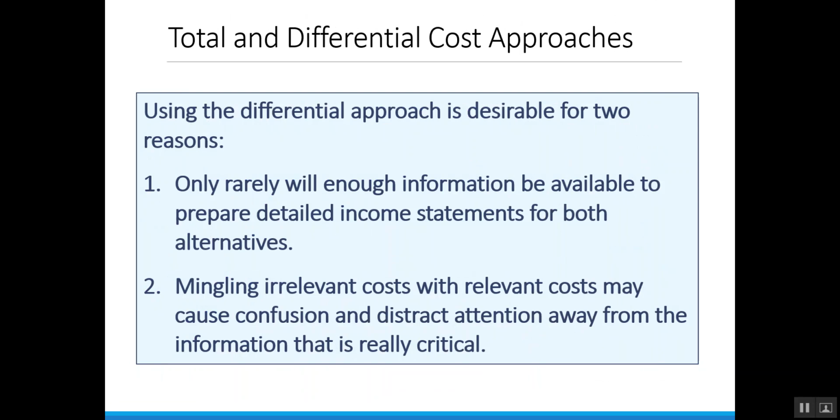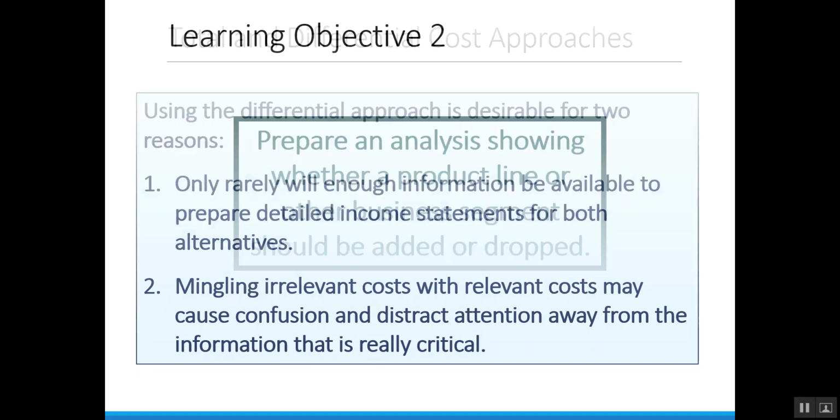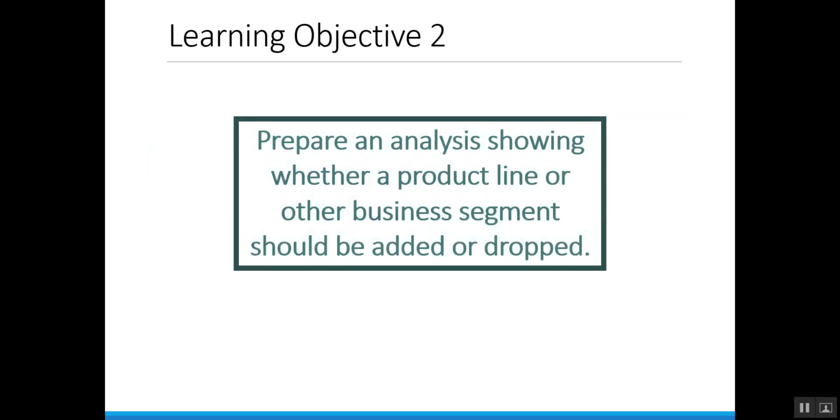Okay, you can use the differential approach because sometimes it's very difficult to have enough information to put together a full income statement. And by the way, sometimes if we're looking at irrelevant cost and relevant cost together, there may be some confusion. We may get it mixed up. And we may not have exactly the right comparison. Okay, so one of the key things here is to decide whether a business or product line gets dropped or added.